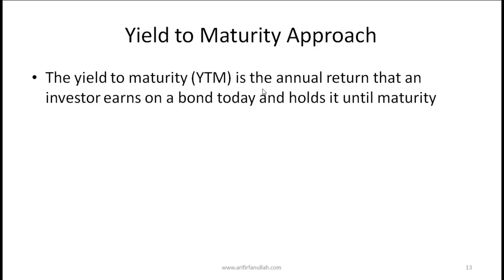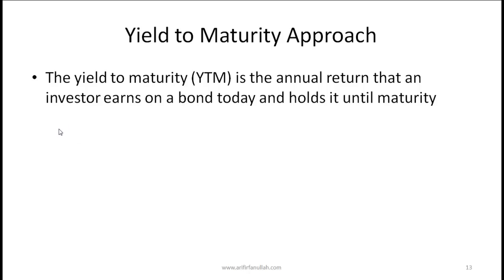The yield to maturity is the annual return that an investor earns on a bond today, assuming that he holds the bond till maturity. So let's take a simple example. Let's say that a company issues a bond, and this is a tie-in both with quant as well as material that you saw in FRA in the reading on non-current liabilities. So essentially we are figuring out what is the return that a company needs to provide its bondholders.